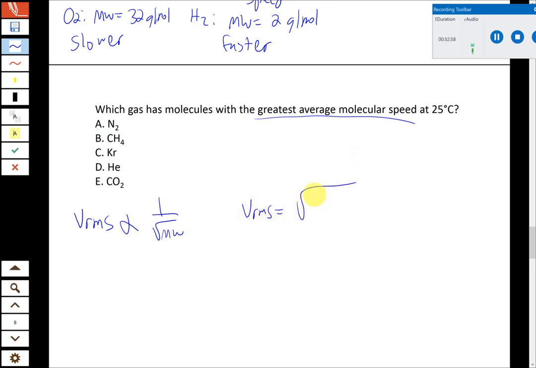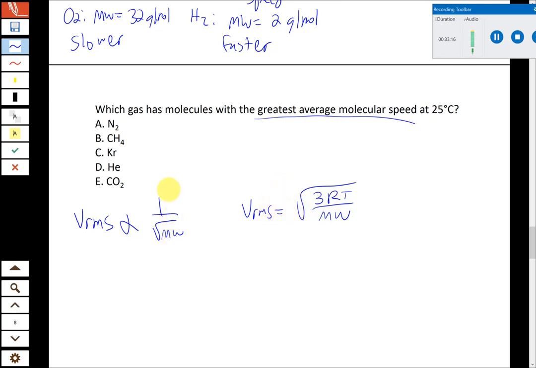Is 3RT over the molar mass or something like that. All right, double check. This is the correct equation, but we're not actually going to use this equation, which is really the reason I didn't know it off the top of my head very well.